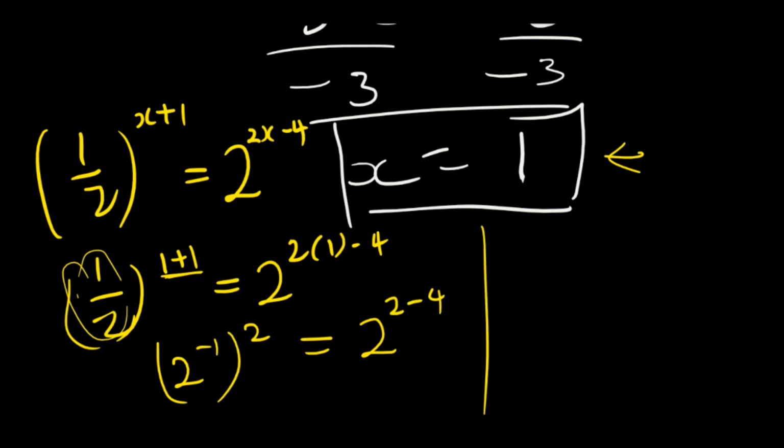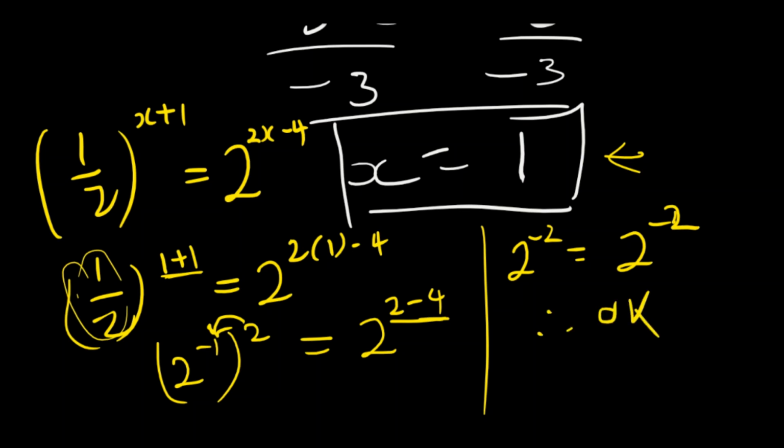And then from there, these 2 will multiply this negative 1, so it's going to be 2 to the power of minus 2 is equal to. So here we have 2 minus 4, which is 2 to the power of minus 2, right? So you're having 2 to the power of minus 2 on the left hand side and on the right hand side. So therefore, now you know that this x being equal to 1 is actually the right answer for this problem here. Now let's do another problem.